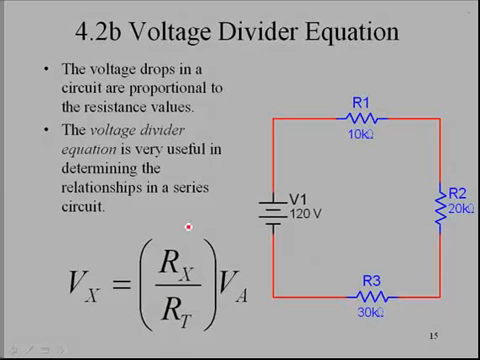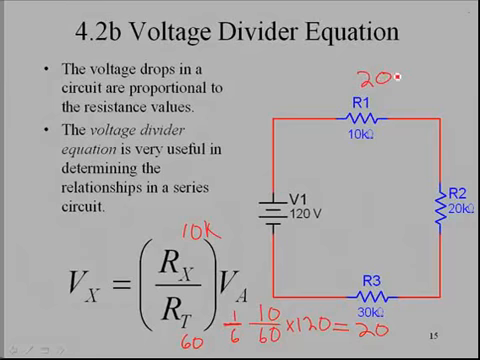In this case, R1 is 10K, and the total resistance, if we add up 10, 20, plus 30, will be 60. And if we solve this, we say 10 divided by 60 times 120. The 10 over 60 is going to be 1/6. If you want to get a calculator, you could, but we'll just say 1/6 of 120 is going to be 20 volts. We'll probably have a 20 volt drop here.